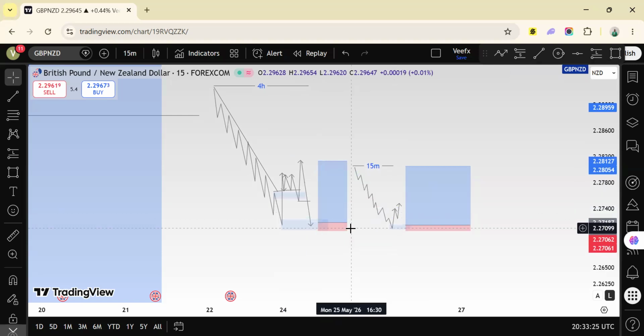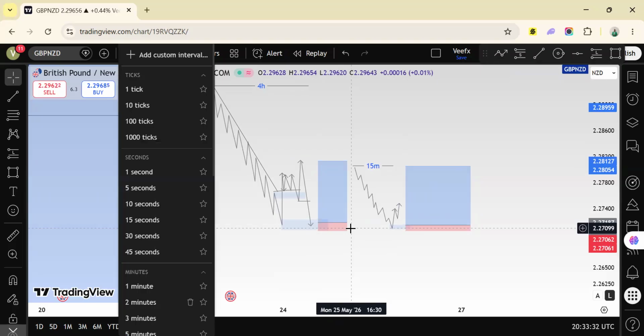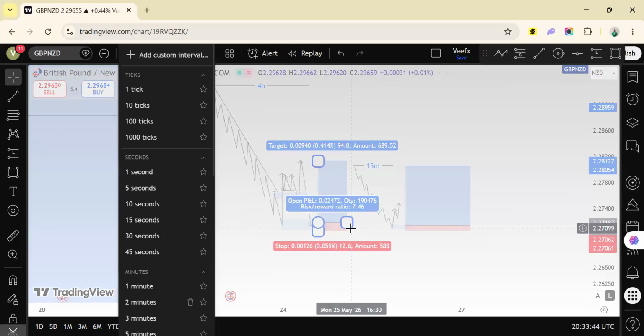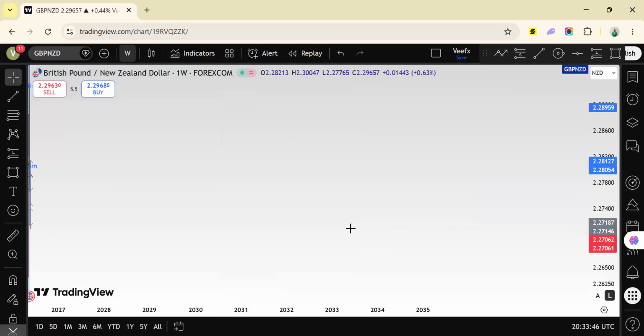So this is how you get a directional bias. This is the first way. Now, let me give you guys an example in the chart. This is currently GBP NZD, right? If you go to a weekly time frame, for example, on GBP NZD.